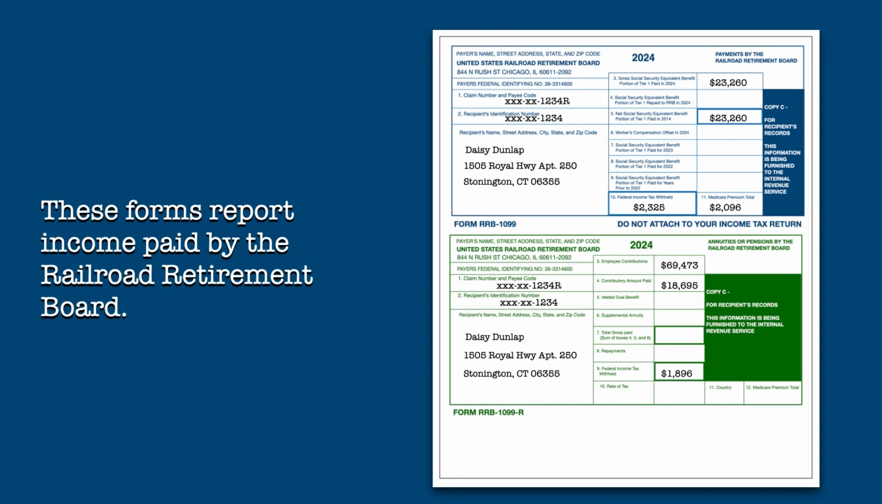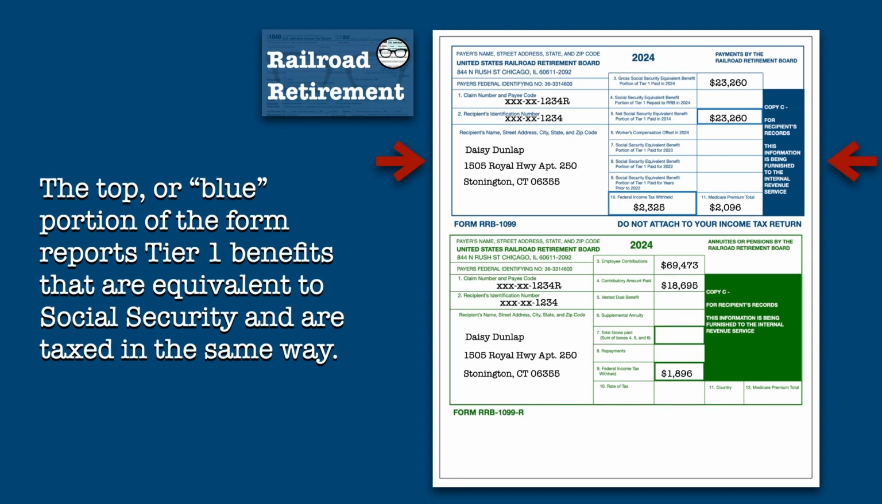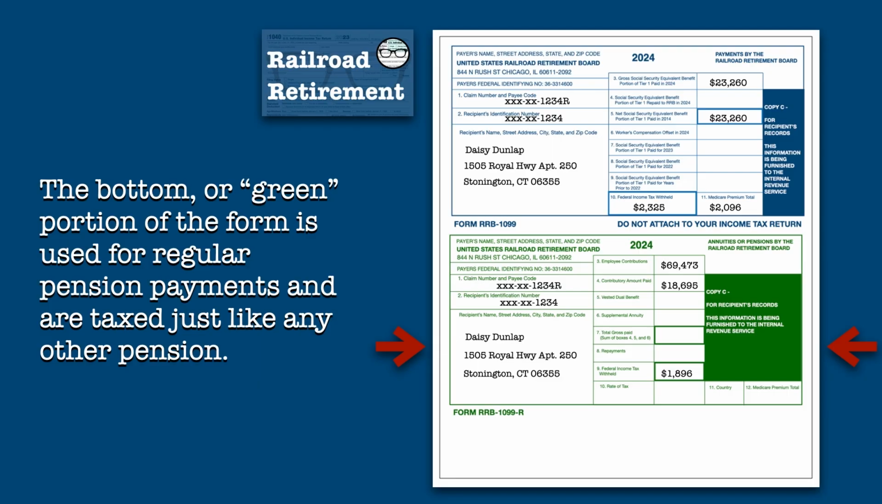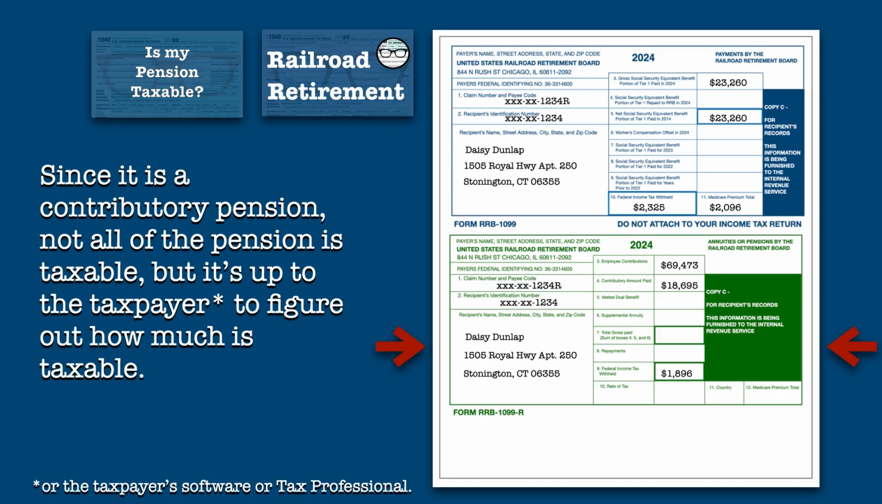Forms RRB 1099 and RRB 1099-R. These forms report income paid by the Railroad Retirement Board. The top or blue portion of the form reports Tier 1 benefits that are the equivalent of Social Security benefits and are taxed in the same way. The bottom or green portion of the form is used for regular pension payments and are taxed like any other pension. Since it is a contributory pension, not all of the pension is taxable, but it's up to the taxpayer to figure out how much is taxable.